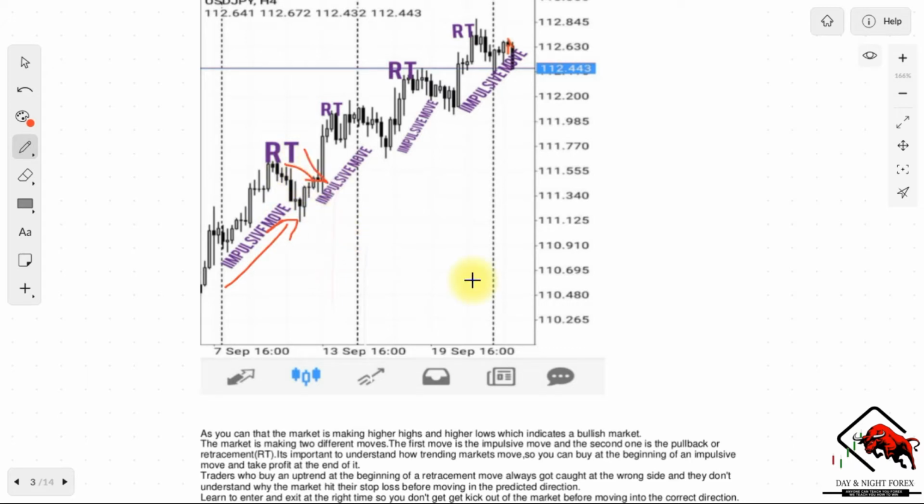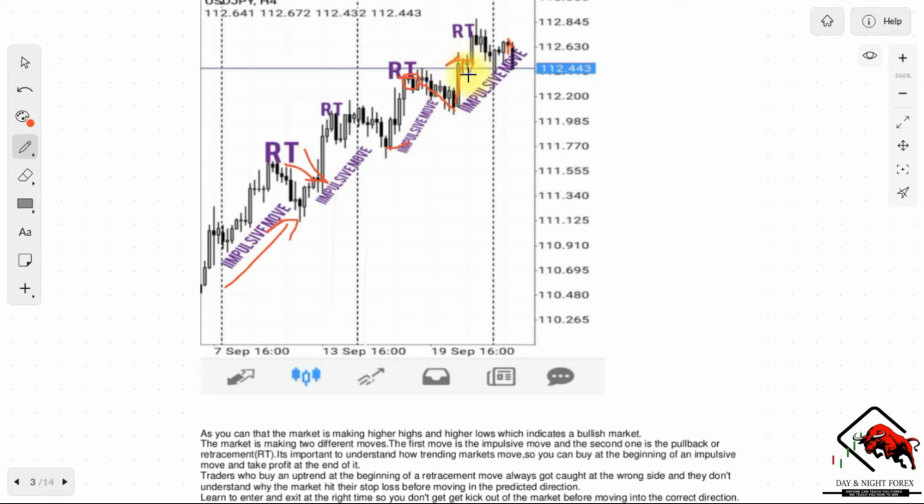It is important to understand how trending markets move so that you can buy at the beginning of the impulsive move and take profit at the end of it. Traders who buy an uptrend at the beginning of the retracement move always get caught on the wrong side, and they don't understand why the market hit their stop loss before moving in the predicted direction. So let's say that you actually entered this market right there, you see that it's a bullish market, but then you enter here. That means that the market is actually going to do the retracement, which might hit your stop loss before it goes in your direction.